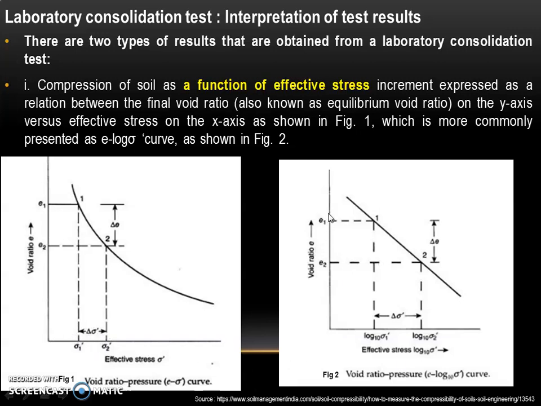And when we draw a graph of void ratio versus log of effective stress, we get a straight line. For log of sigma 1 dash, e1 is the void ratio, and for log of sigma 2 dash, e2 is the void ratio. The difference in void ratio is denoted as delta e, and the difference in the effective stress is delta sigma dash.